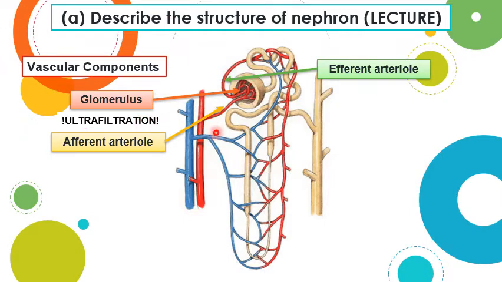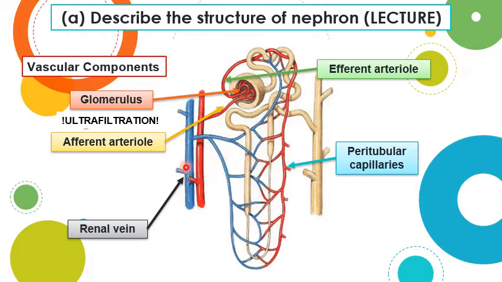Next, we have the peritubular capillaries. Peritubular capillaries wrap around the convoluted tubule and loop of Henle. This is the peritubular capillaries. And finally, we have the renal vein. The renal vein is where the blood will be carried out from the kidney.